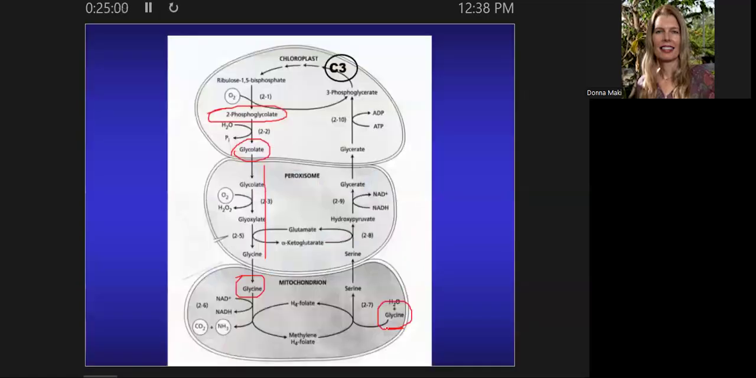So basically, we have two glycines that have to make it into the mitochondria, and then you see these reactions going on where a couple of major things, well, one huge thing going on, really, there's your CO2 being given off.